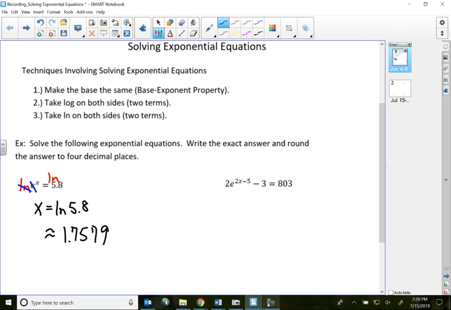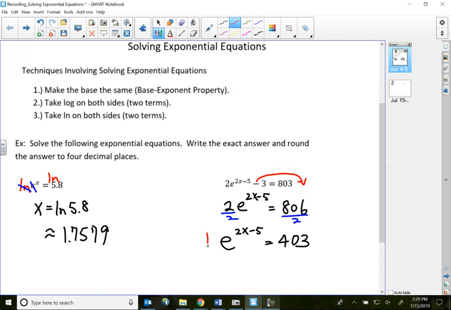All right, this one here on the right involves 3 different terms. But the -3 and the 803 are like terms, so I can combine them first by moving the -3 over. So I get 2 times e to the 2x minus 5 is equal to 806. To get e by itself, I can divide both sides by 2. That will give me e to the 2x minus 5 is equal to 403.